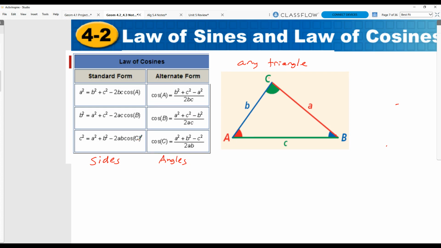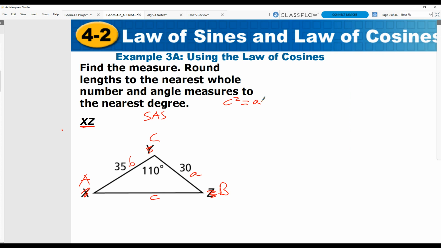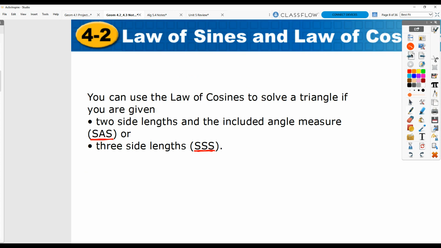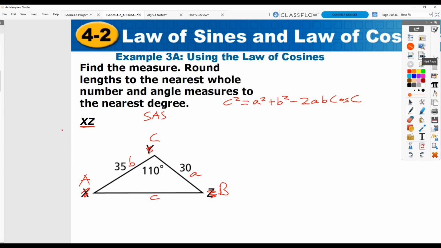I'm going to go over to where we're at, and what I'm solving for is C squared is equal to A squared plus B squared minus 2 times A times B times cosine C. Let me go back and make sure I got that right. Okay, looks good. So there's the formula we're working with.